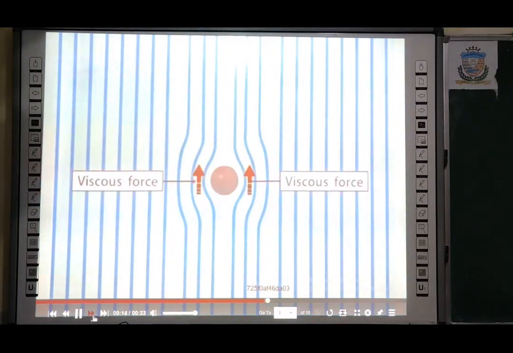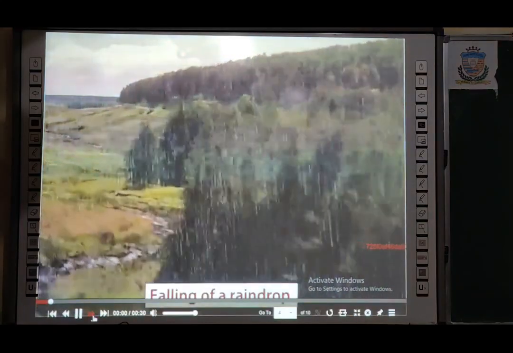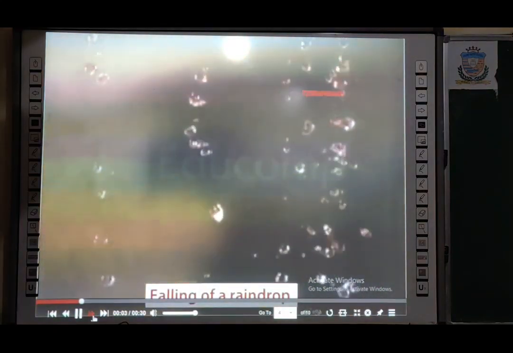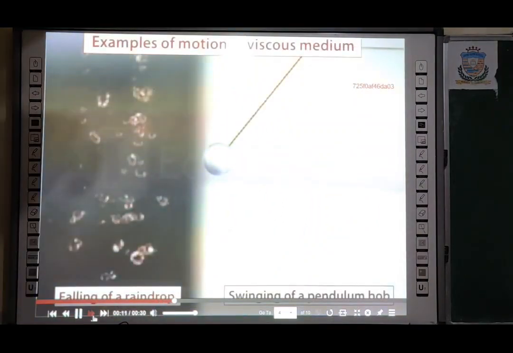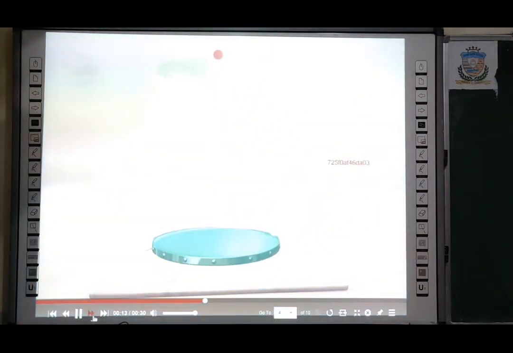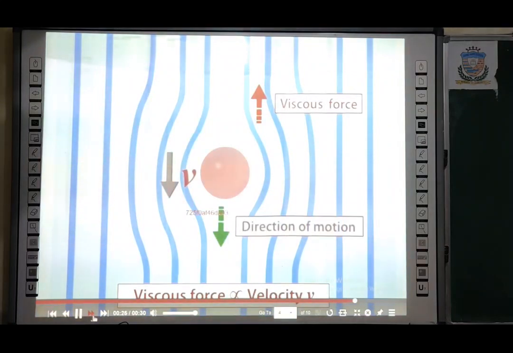Here, a viscous force is generated between the consecutive layers of the medium, which results in a resistive force on the moving body. Falling of a raindrop and swinging of a pendulum bob are some common examples of such a motion. It is seen that the viscous force is proportional to the velocity of the object and is opposite to the direction of motion.